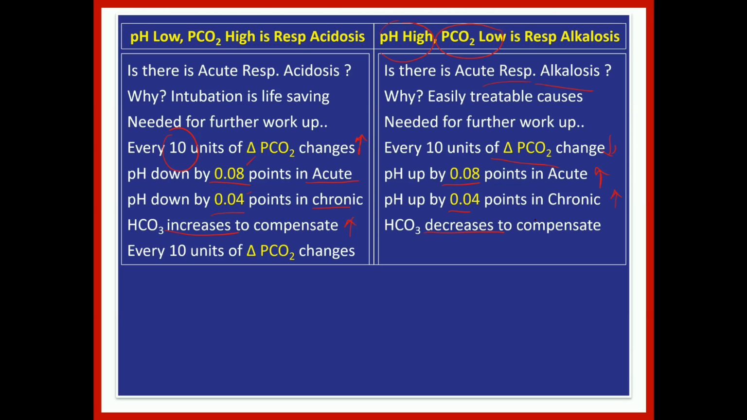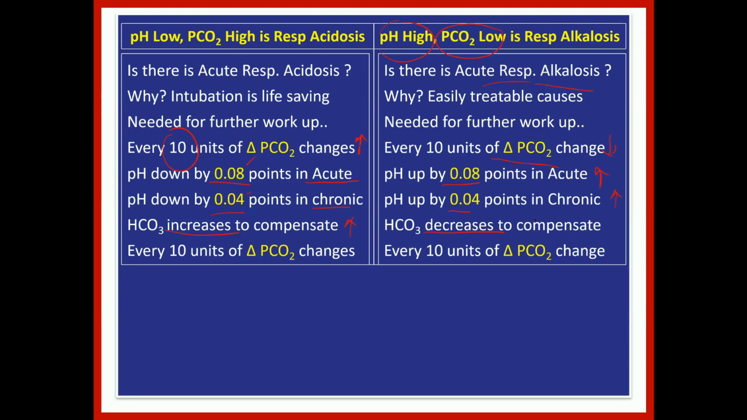That means there will be alkalosis already. The body wants to reduce the alkali load. The alkali is bicarbonate, so bicarbonate will be decreasing. So for every 10 units, we have to work out what the change in the bicarbonate is. You understand? Sync in the information.